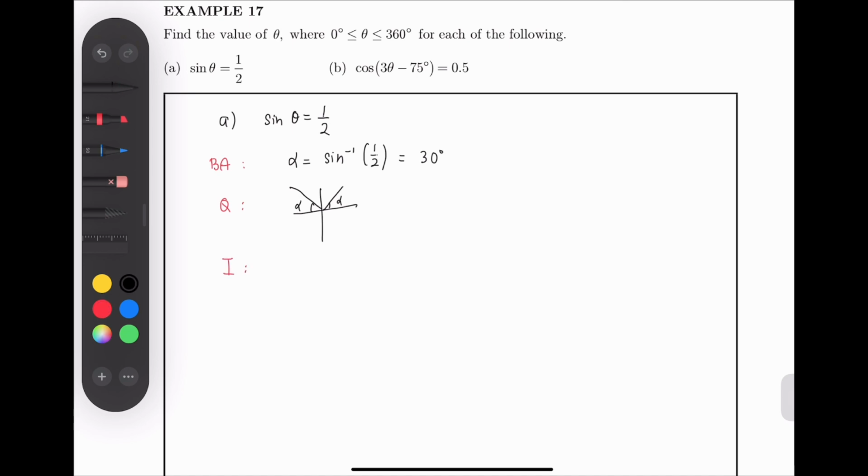The third step is to find the interval. So the interval is from 0 to 360. And the last part is to rotate. So the first rotation is the basic angle, which is 30. The second one is 180 minus the basic angle, which is 150. So that's the answer.